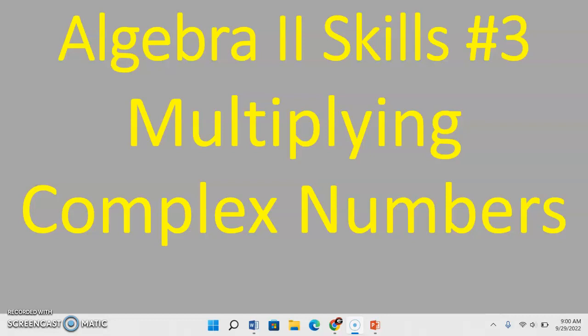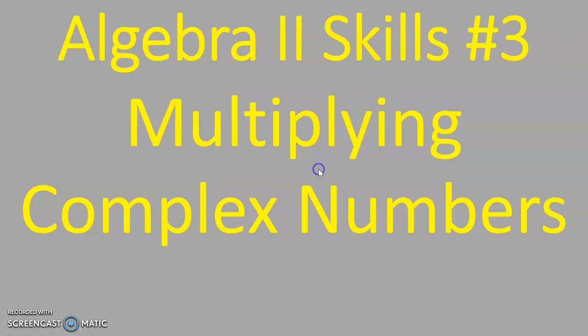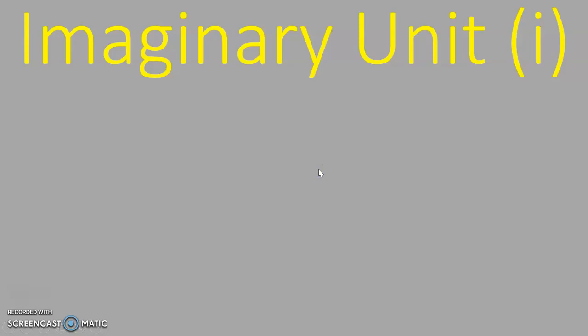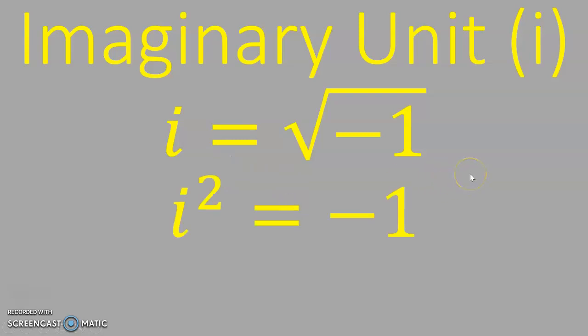Okay, multiplying complex numbers, Algebra 2 skills number 3. So let's remember what the imaginary unit is. We designate it as i, being the square root of -1. So what would happen if you squared both sides? Well, if you squared both sides, you'd have i squared on the left, and you would remove the radical on the right, so that i squared is -1.